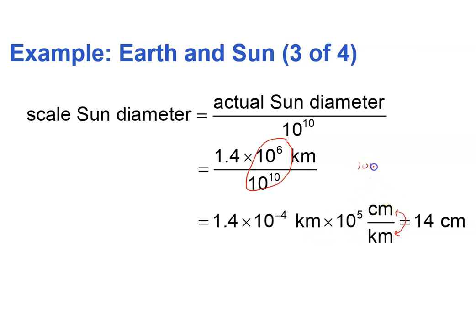And then this number right here, we're comparing centimeters to kilometers. Remember, there's 100 centimeters in 1 meter. There's 1,000 meters in 1 kilometer. And so that's where they're getting their 5 zeros, 10 to the 5th centimeters per kilometer. So they've multiplied this and this. The kilometers canceled out, and they're left with centimeters.